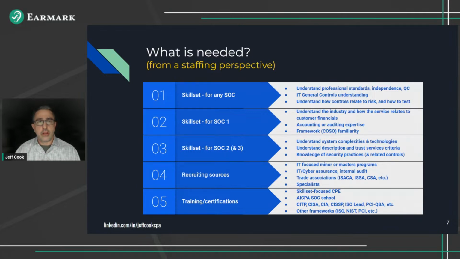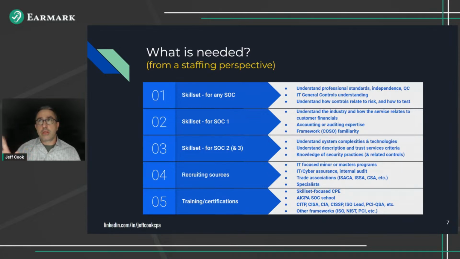In SOC 2 and SOC 3, SOC 3 being a redacted or public version of SOC 2, these focus on controls at the service organization relevant to the five categories I mentioned before: security, availability, confidentiality, processing integrity, and privacy.